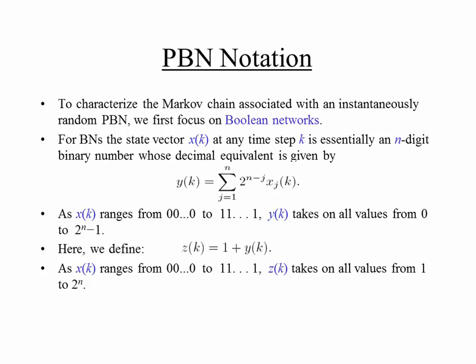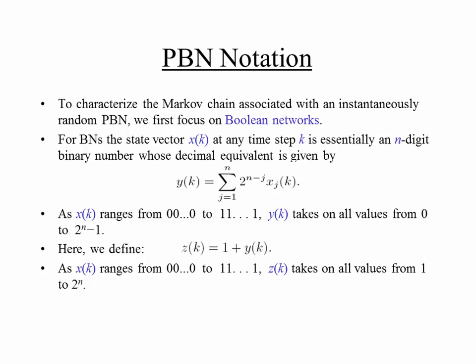do that classification. So now I want to show you how you can go from a probabilistic Boolean network to a Markov chain. Remember I mentioned in the last chapter that I'm going to show that to you. So to characterize the Markov chain associated with an instantaneously random probabilistic Boolean network, let's first focus on Boolean networks. Let's forget about all the stochasticity right now, because if I cannot do something similar in the case where there is no randomness, there's little or no hope that I'll be able to do any better when I inject some randomness into the picture.